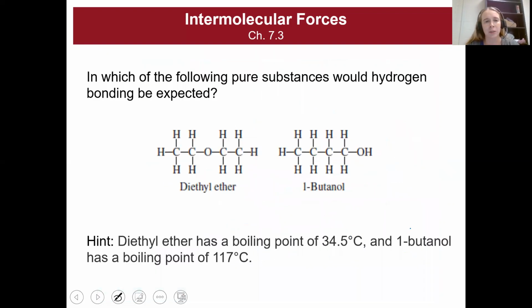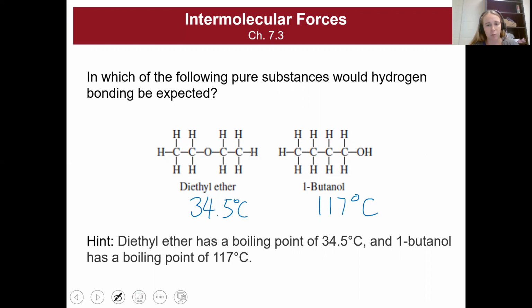All right, so in which of the following pure substances would hydrogen bonding be expected? Let's do a little practice here. Hint: diethyl ether has a boiling point of 34.5 degrees Celsius, whereas 1-butanol has a boiling point of 117 degrees Celsius, so a lot higher. So what's the difference between these molecules? They look like they have the same molecular formula, I think. 1, 2, 3, 4, 5, 6, 7, 8, 9, 10 hydrogens on both, 1 oxygen and 4 carbons.